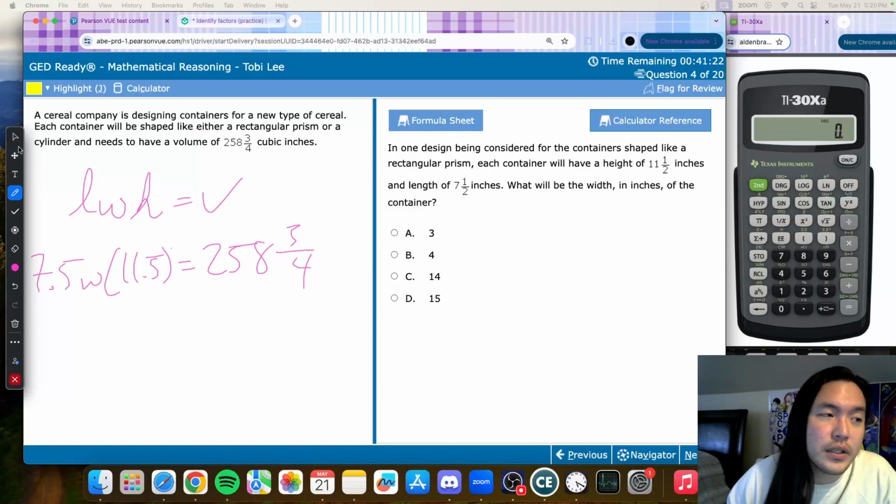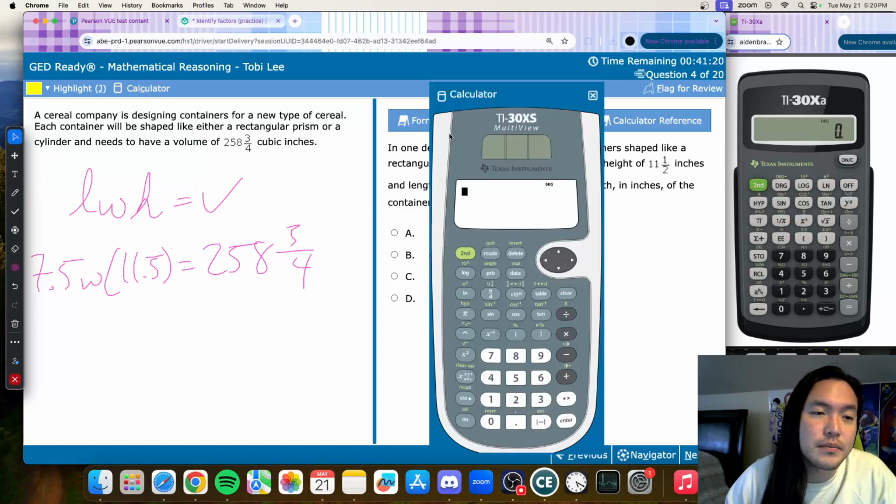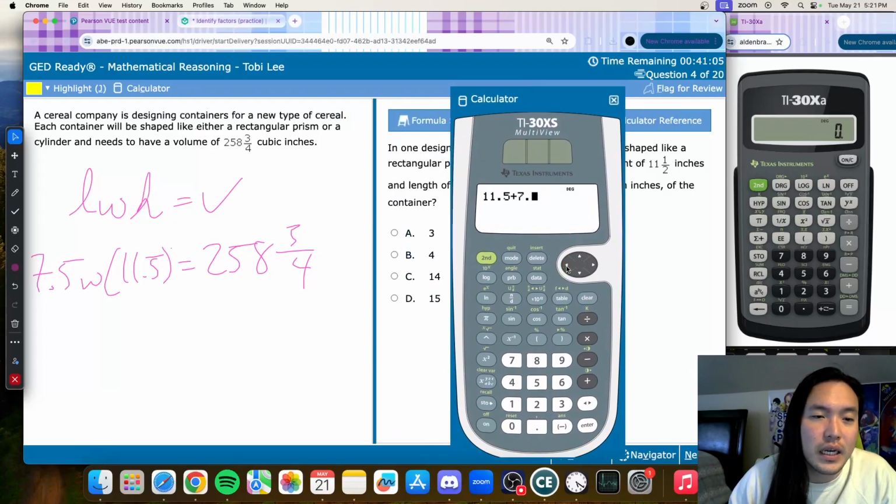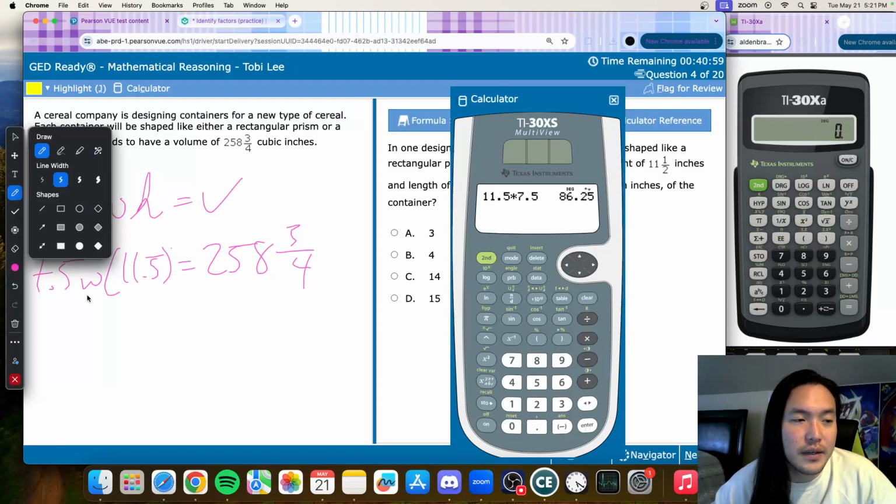Okay, let's go ahead and just use the on-screen calculator provided by the test. Definitely I want to start with 11.5 times 7.5. Hopefully that's not too difficult to understand, right? And here I want to make sure that I'm multiplying right. And that's 86.25.